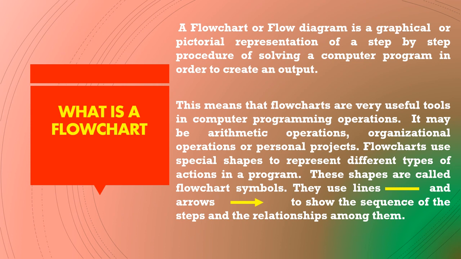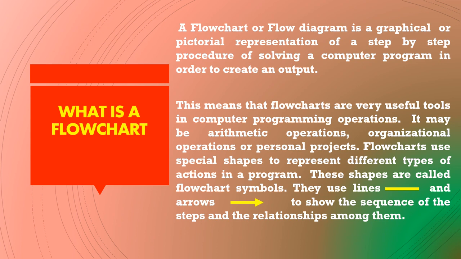Flowcharts use special shapes to represent different types of actions in a program. What are these actions? You may have the action to make an input. You may have the action to carry out a process. You may have the action to do your storage either in your internal memory or your external memory. You may have an action to send out your output. These shapes are called flowchart symbols. I take it again, the shapes that will help you to prepare your flowchart are called flowchart symbols.